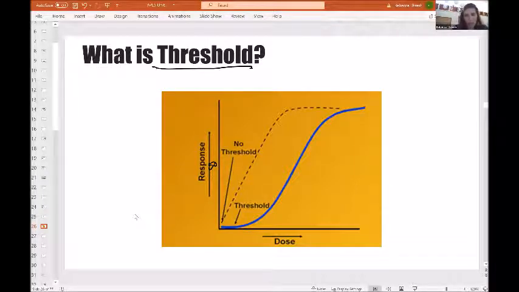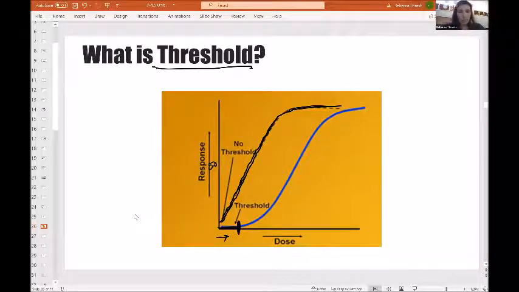If you look at these two curves, this one right here has no threshold. You start to see a response immediately when the organisms have been exposed to the chemical. But in this curve, there is a point where you're increasing the dose, but there isn't a response yet. Threshold is where you first start to see a little bit of effect of that chemical on the population.